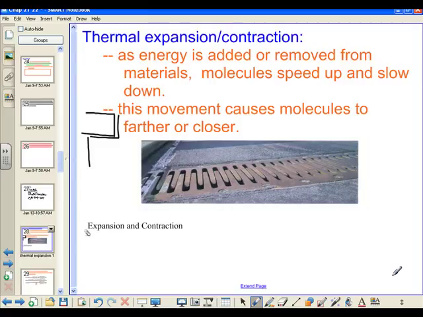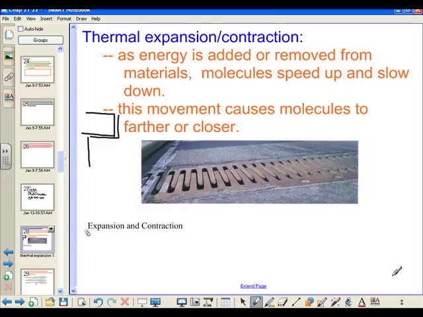Why is that end allowed to move around? As we expand and contract, it has to be able to move, because if both ends were solid and it keeps expanding and contracting, it's like taking a paper clip and bending it back and forth, back and forth. Eventually what happens to it? It snaps. Same thing would happen if we didn't give it a place to expand and contract. Eventually it would rip itself apart.